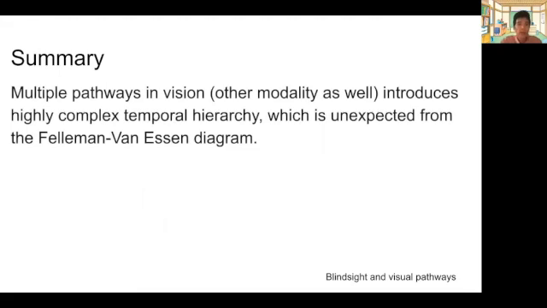And then another important thing to summarize is that multiple pathways exist in the visual system. This complicates the temporal hierarchy and also the interpretation of the Felleman and Van Essen diagram. It's not the case that the last part of the hierarchy, the hippocampus, is expected to be activated last. In the case of the hippocampus, it is indeed slower in terms of response latency, but there are lots of shortcuts and alternative pathways, so the diagram doesn't really translate into the expected latency of the visual response.